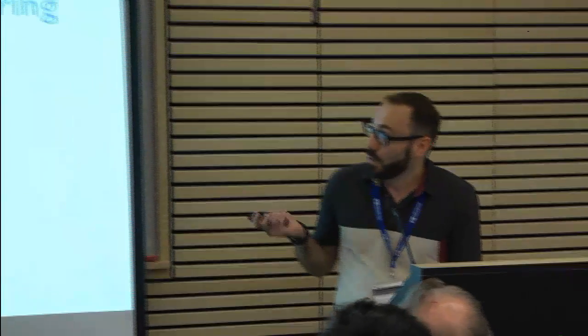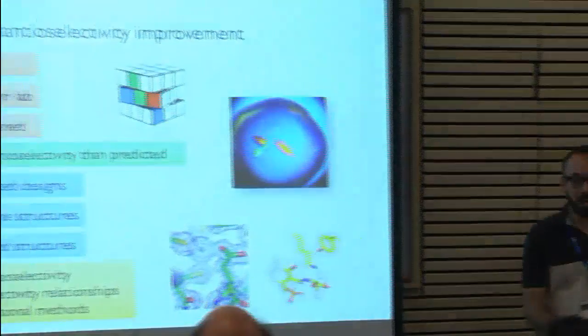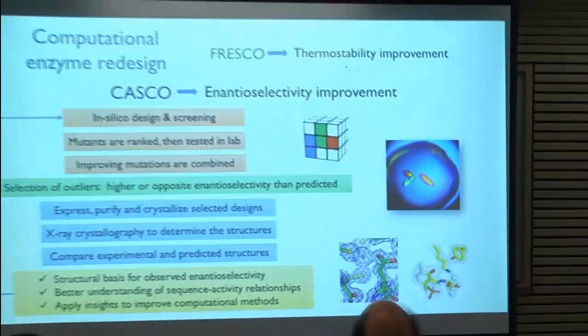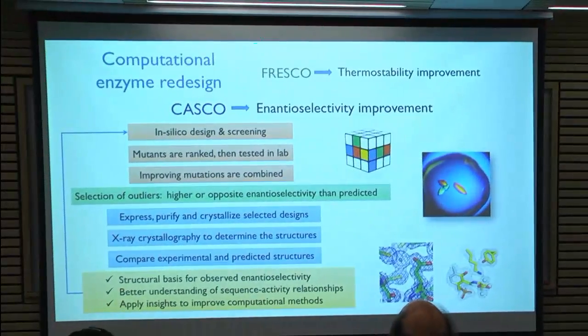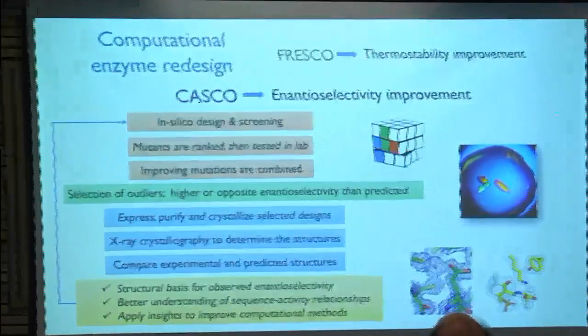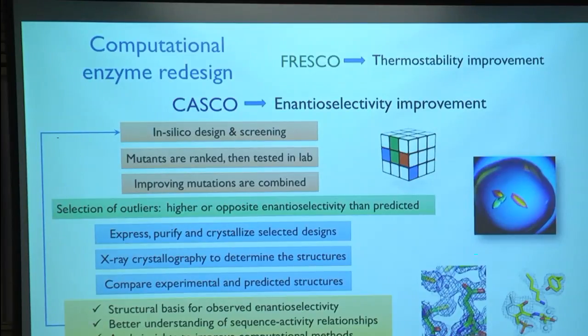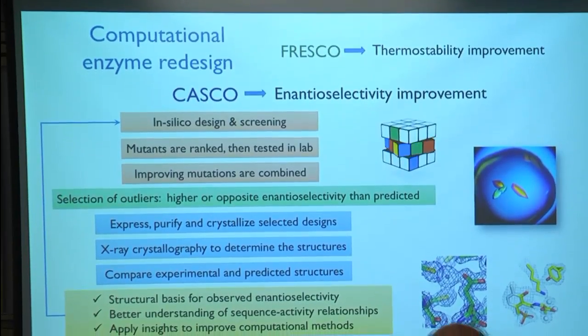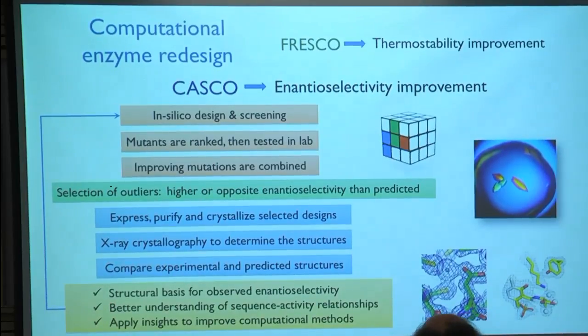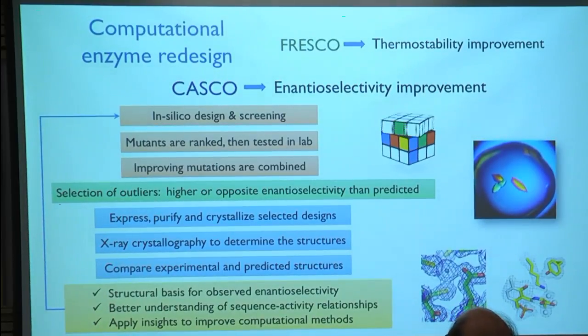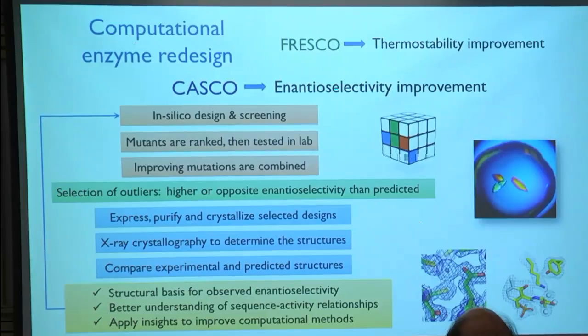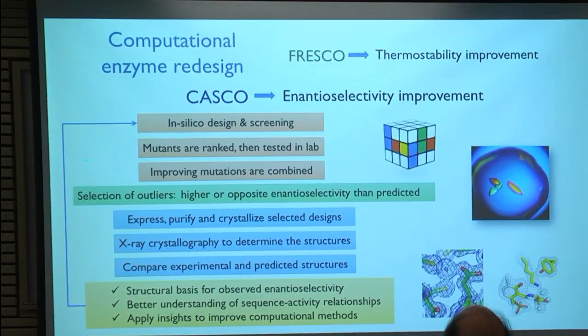In our lab, since random mutagenesis and rational design are kind of expensive in terms of time and money, we're focusing on computational enzyme redesign. Basically, they made two workflows, one called Fresco that improves thermostability and the other called Casco that improves enantioselectivity.